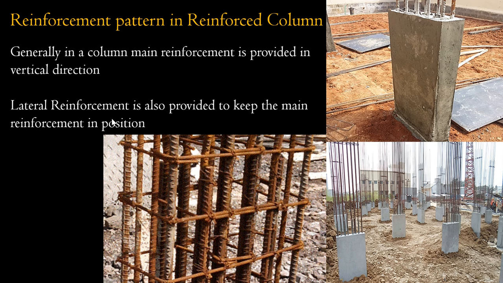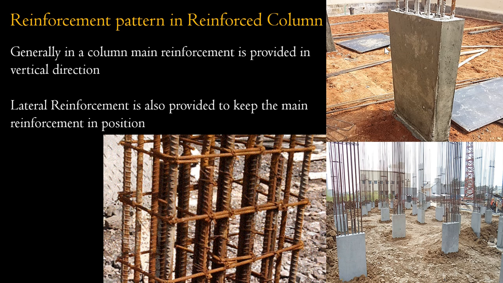Now the lateral reinforcement is also provided to keep the main reinforcement in position. You can see this is your main reinforcement, and the lateral reinforcement is provided. In columns, we call this lateral reinforcement. In beams, we provided shear reinforcement or lateral reinforcement. Here it is called lateral reinforcement or lateral ties. This is called lateral ties. Okay. So this is the reinforcement pattern in an RC column.